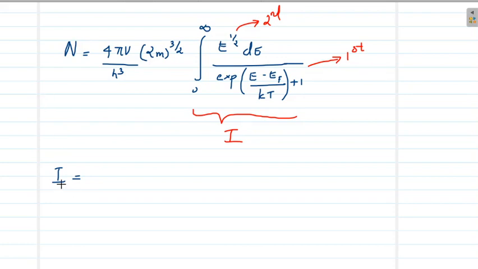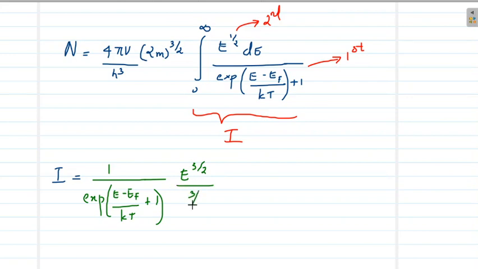So what will be the integral value? Integration of the product of two functions is first into integral of second. Here the first term is 1 by exponential of (E minus EF) by kT plus 1, first into integral of second. What is the integral of the second? E raised to 1 by 2 is the second term. Its integral is E raised to 3 by 2 divided by 3 by 2, within the range 0 to infinity, minus the integral of the derivative of first.